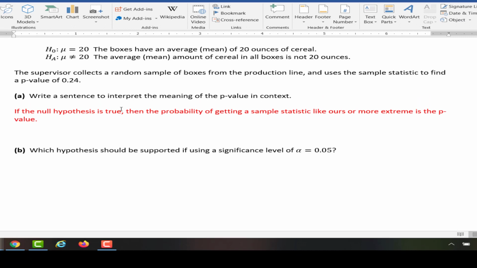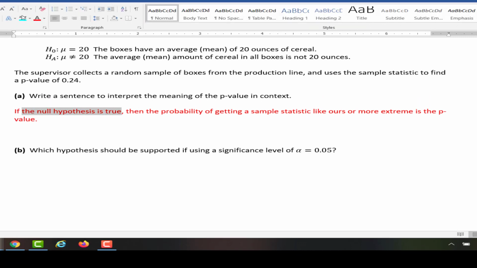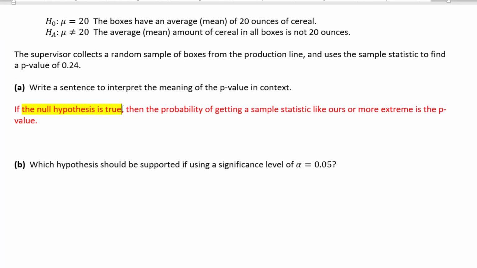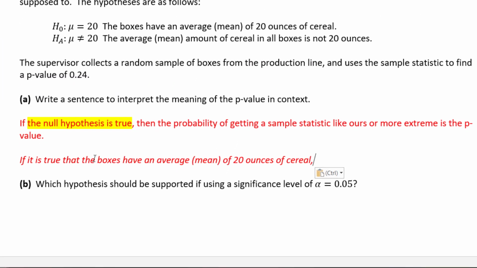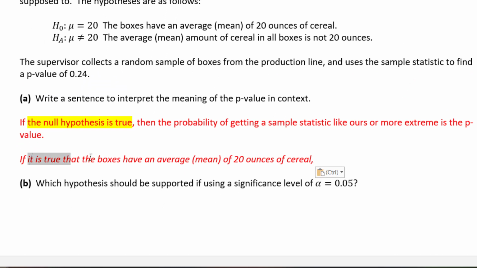So, for example, this statement, if the null hypothesis is true, I will be replacing that with the actual null hypothesis in context. The null hypothesis was that the boxes have a mean of 20 ounces of cereal. So we are going to assume that that is actually true. So it would start with, if it is true that the boxes have an average, a mean of 20 ounces of cereal per box. Now we go to the second part of this.